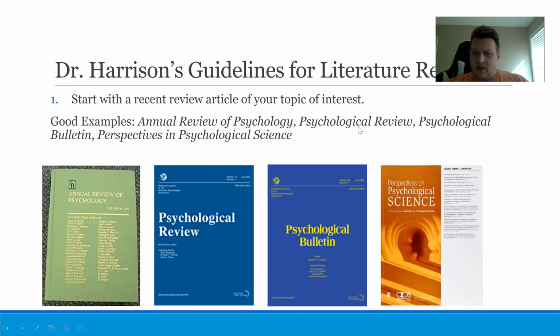Psychological Review and Psychological Bulletin. These are 2 APA, the American Psychological Association, journals. They're typically pretty long and pretty in-depth. So these are typically very good articles, a little bit more specific than the Annual Review articles. And last, this is APS, which is the American Psychological Society. Their review articles come out in Perspectives on Psychological Science, and typically these articles are very good as well.